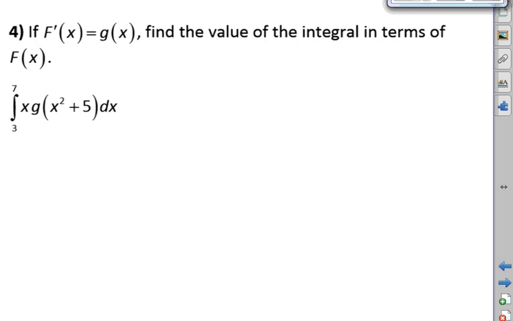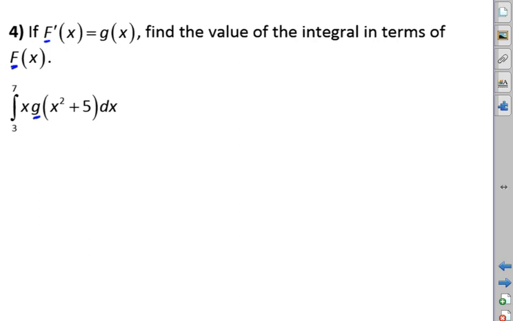Okay, so for our last problem, we have a little bit of notation to talk about here. If capital F prime of x equals g of x, find the value of the integral in terms of just F, not F prime. I'm given the integral involving g. So let's dive into this using u substitution, and then we'll talk about how the notation of the F's plays into it.